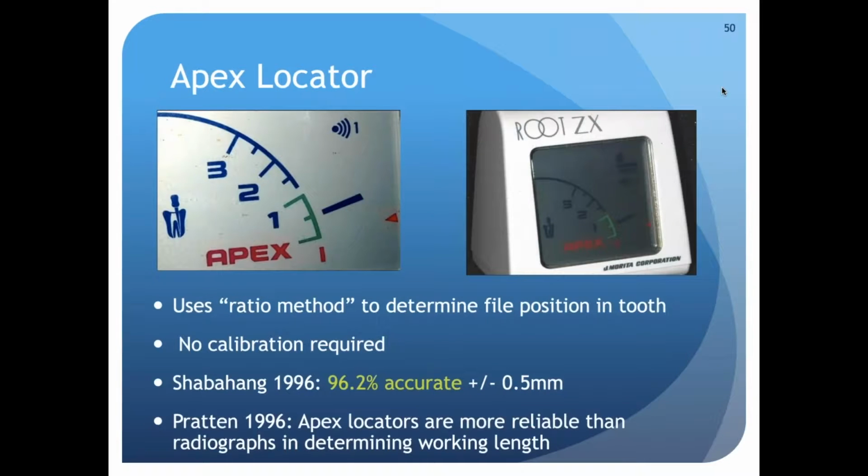So our apex locator is really our gold standard, and really this is what we should be using all the time, and then just confirming with a radiograph afterwards. So it uses a ratio method. That's not super important to know. They don't have to be calibrated. This study in '96 showed that they were pretty darn accurate within 0.5 millimeter. So again, using them in conjunction with a working length film can get you a very accurate working length.